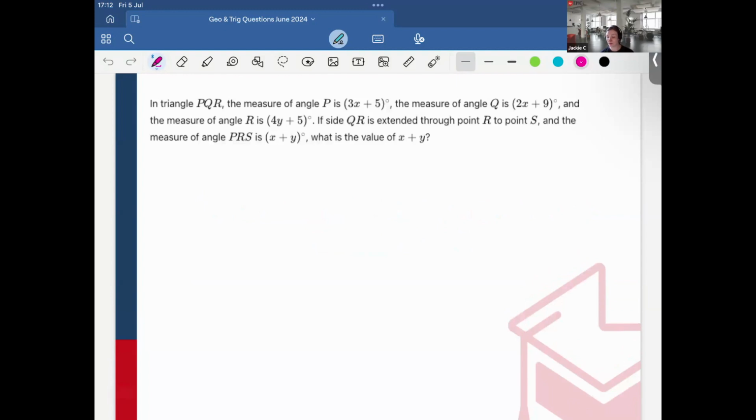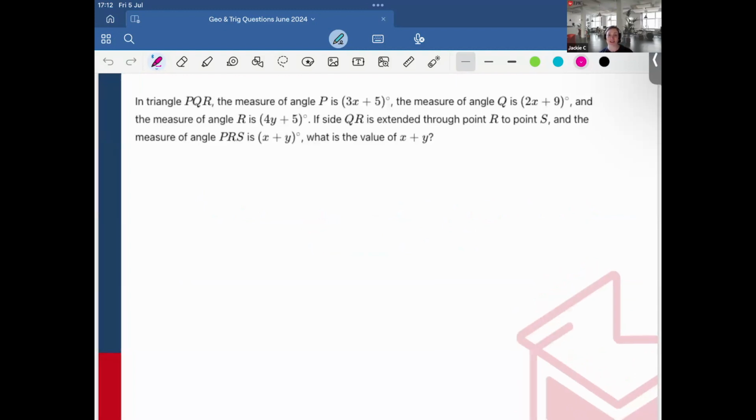Okay, so first things first. Here in triangle PQR, the measure of angle P is 3x plus 5 degrees, the measure of angle Q is 2x plus 9 degrees, and the measure of angle R is 4y plus 5 degrees. If side QR is extended through point R to point S, and the measure of angle PRS is x plus y degrees, what is the value of x plus y?